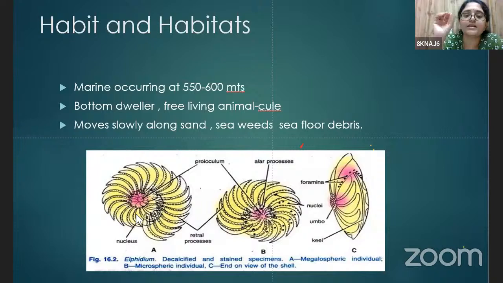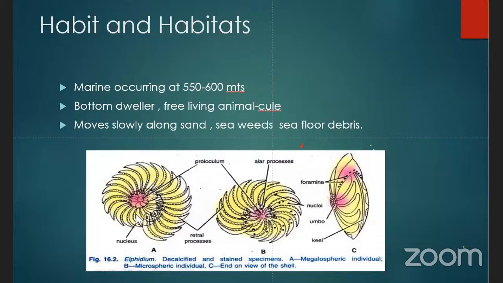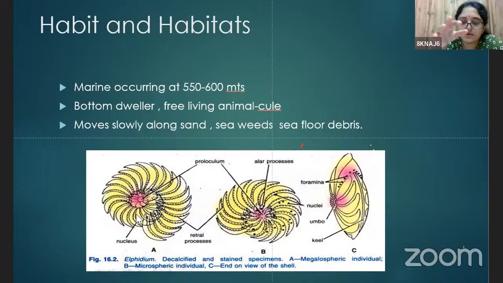Now the isogametes escape into the water through the pores, or the foramen, of the parent shell. They freely swim in the water with the help of the paired flagella. Then they become slightly elongated. Then the haploid gametes of different parent cells, or megalospheric forms, lose the flagella, and then they unite and fuse to form a diploid zygote. So this phenomenon is called isogamy. Each zygote secretes a shell around itself and then becomes a young microspheric individual.